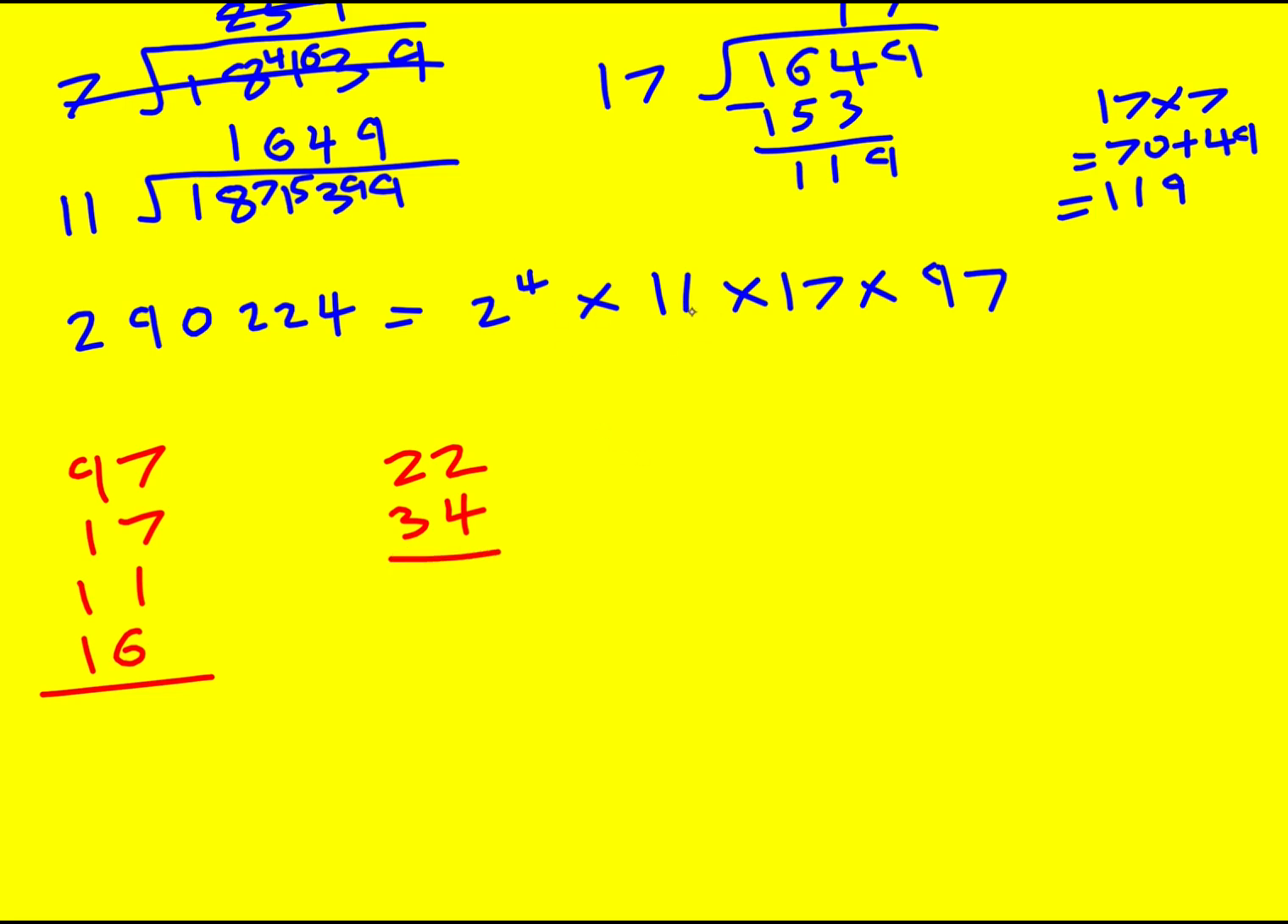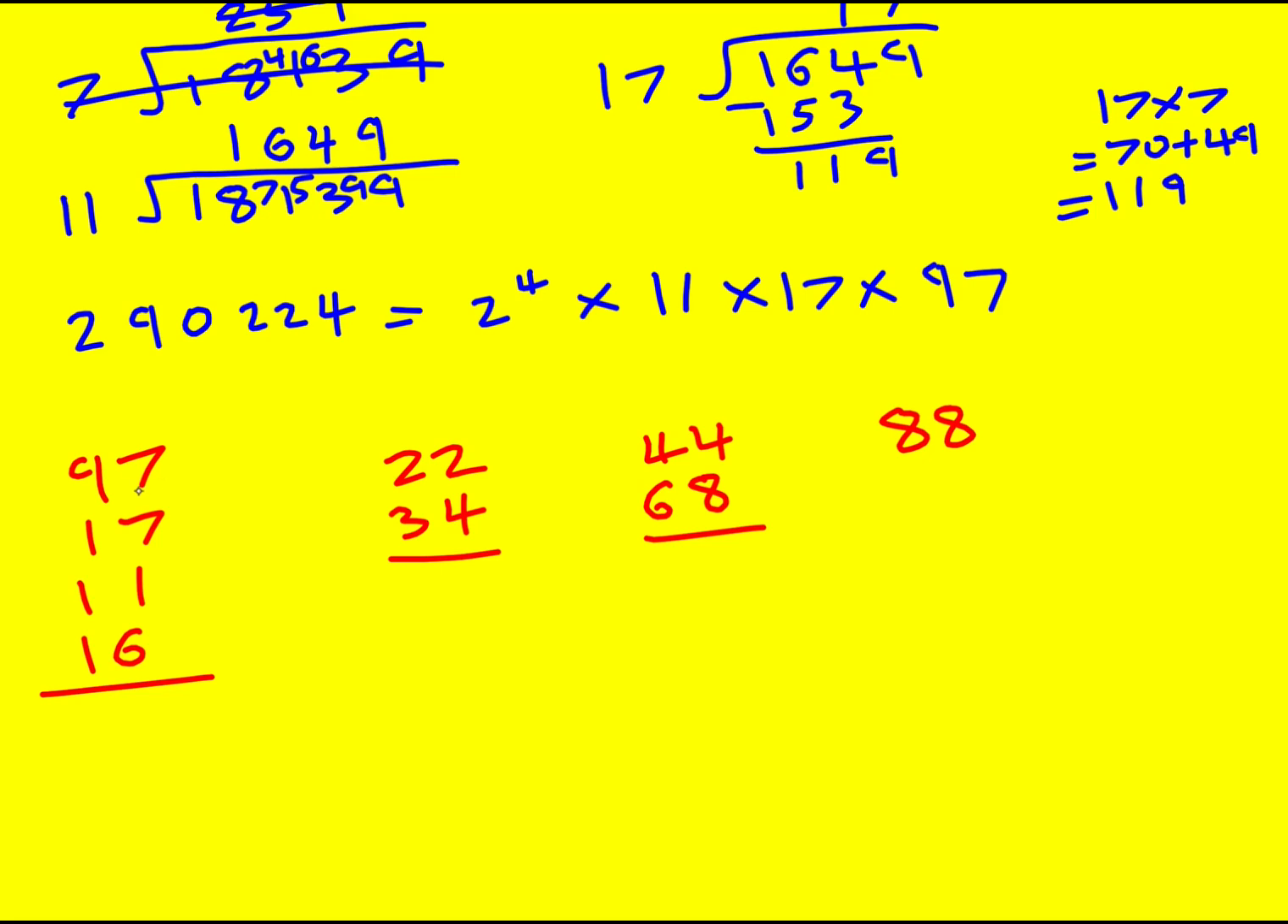Right, now 4. 4 times 11 is going to give me 44. 4 times 17 is going to give me 68. Okay, next up, 8. I'm going to get 88. And 8 times 17 is going to be too big. And then it's just 16, which isn't going to work with any of them. So that's going to be it.